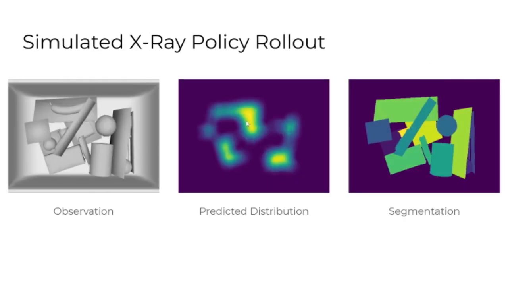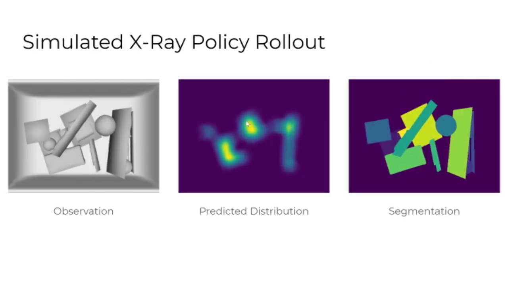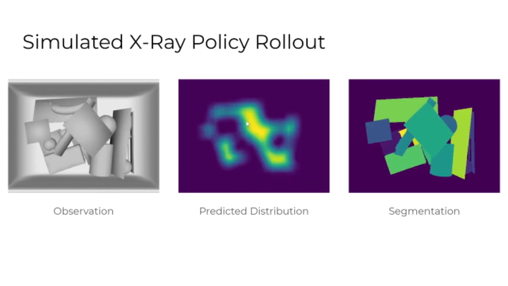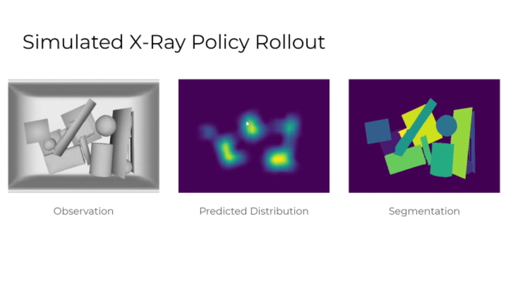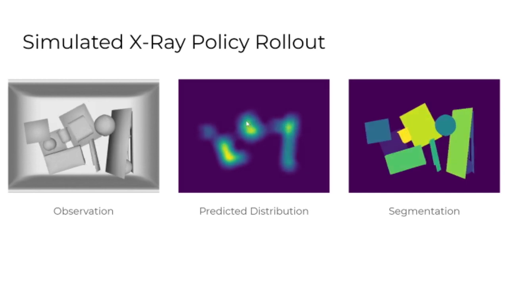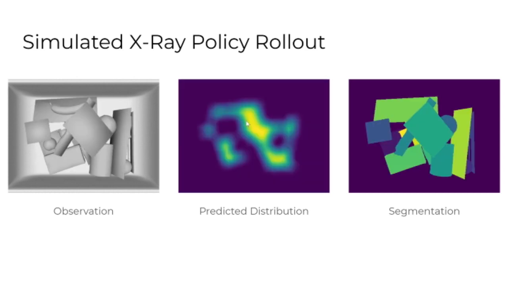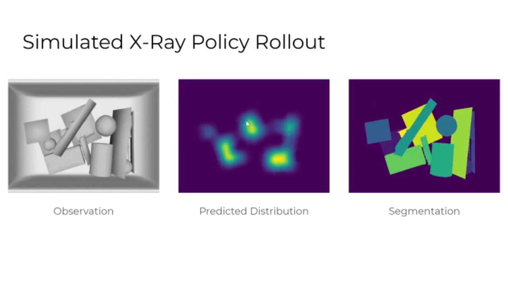Here's an example of a simulated policy rollout. The policy is intuitive. It grasps larger objects that include large regions of the heap when the object is initially unseen. Then, once the object becomes partially visible or the distribution collapses, it focuses on objects that directly occlude the target.